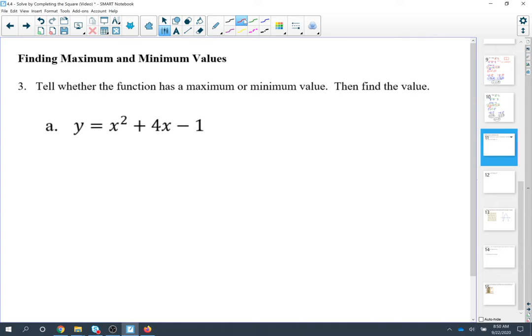So first of all, tell whether the function has a maximum or minimum value. If I look at my function and I was thinking about graphing this, do you notice that your a value is positive? If your a value is positive, that means that your graph is going to point up. Well, if your graph is pointing up, then we know the vertex is going to be at the bottom. And if the vertex is at the bottom, we know that this is a minimum value. So first of all, on letter A, I know that I'm dealing with a minimum value.